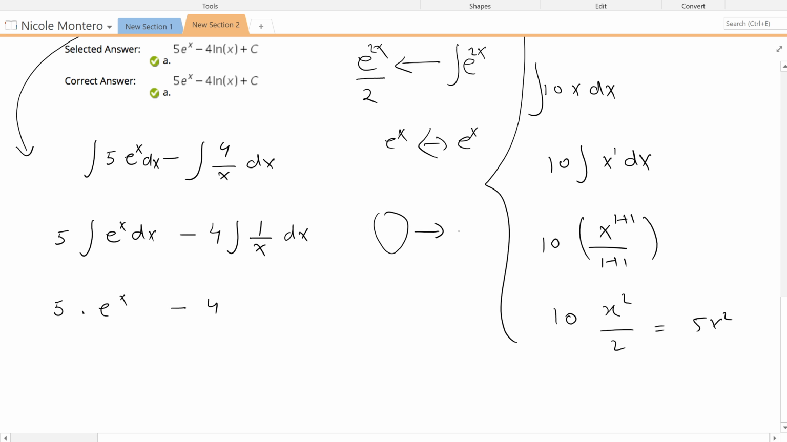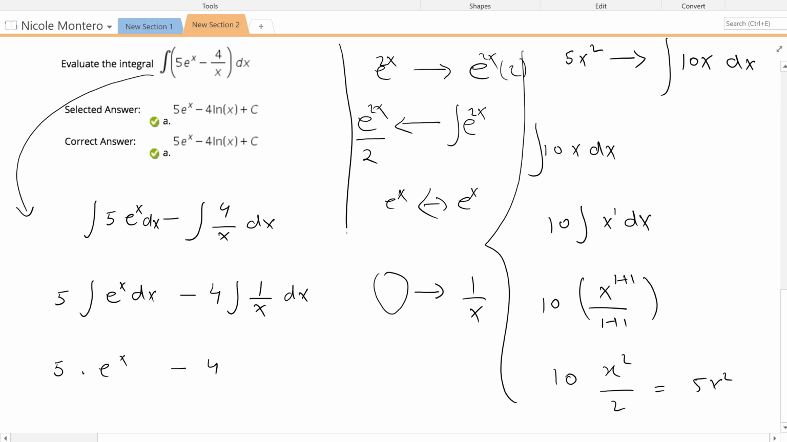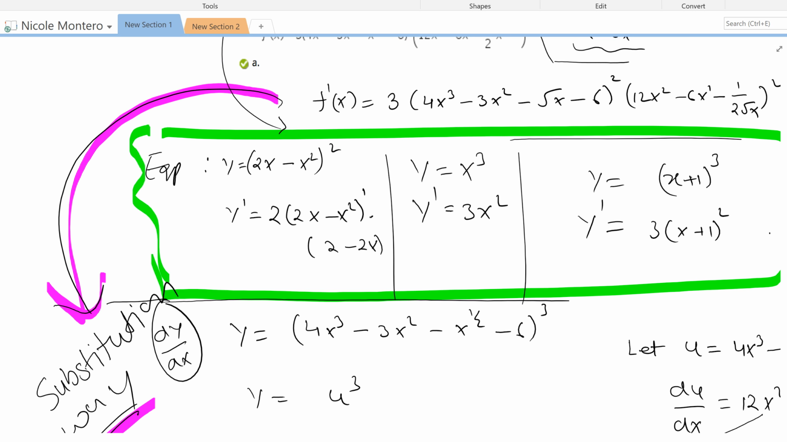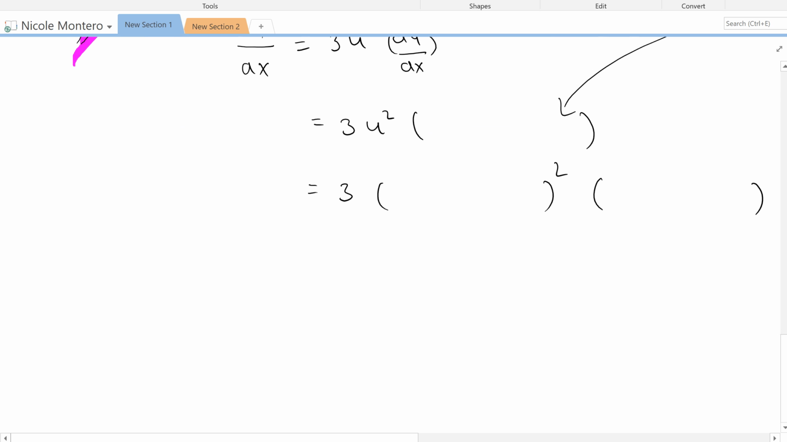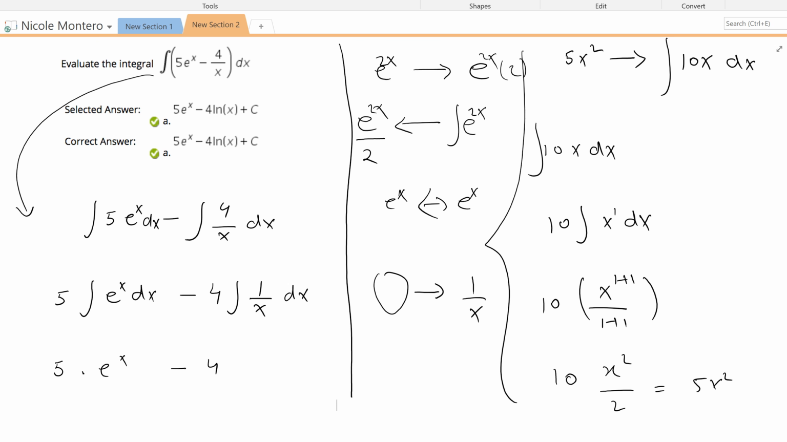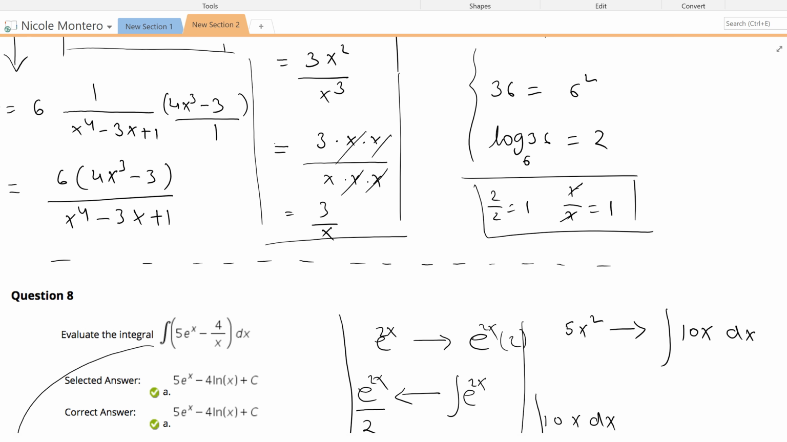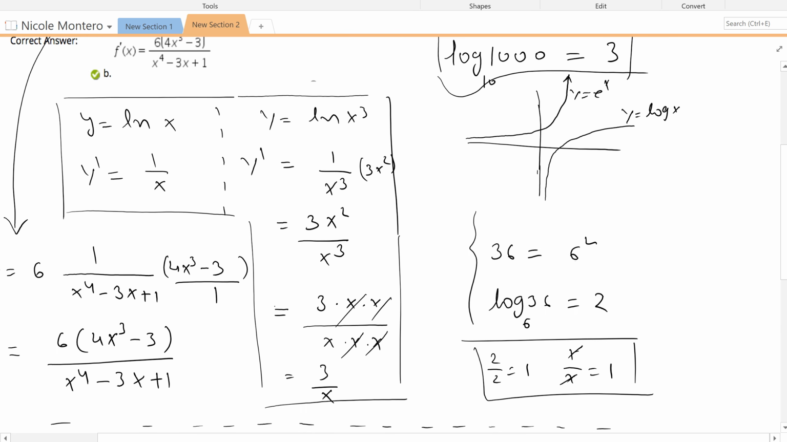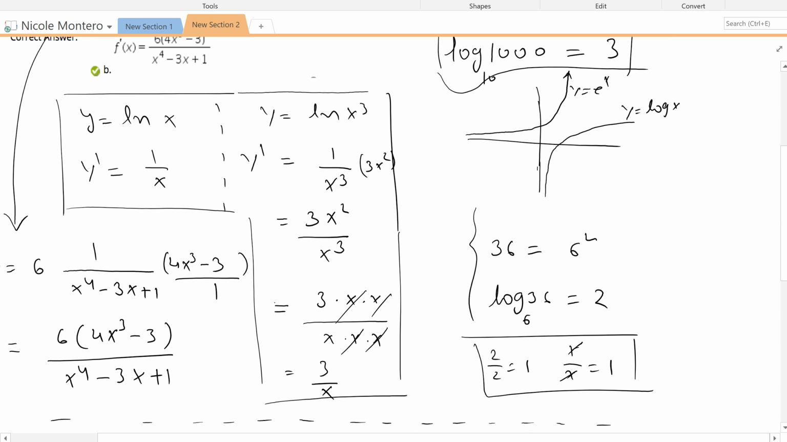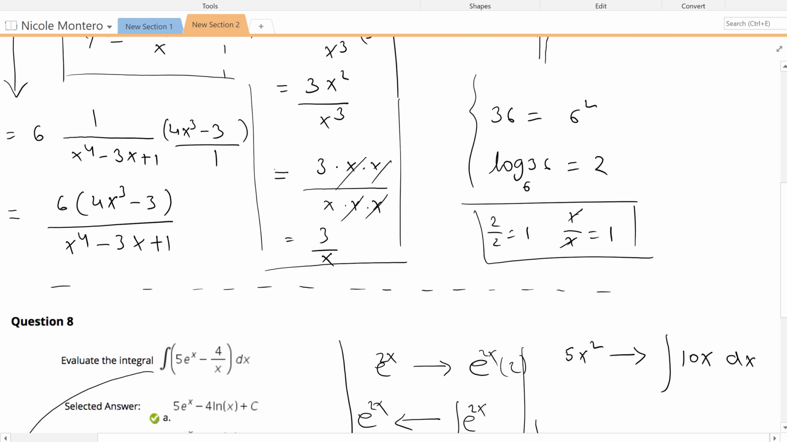Which function's derivative is going to be 1 over x? The one we were just doing, I can't remember. Yes, ln x, right? Yes, we were doing ln x at the top. So the derivative of ln x was 1 over x. Therefore, the antiderivative of 1 over x is going to be ln of x.